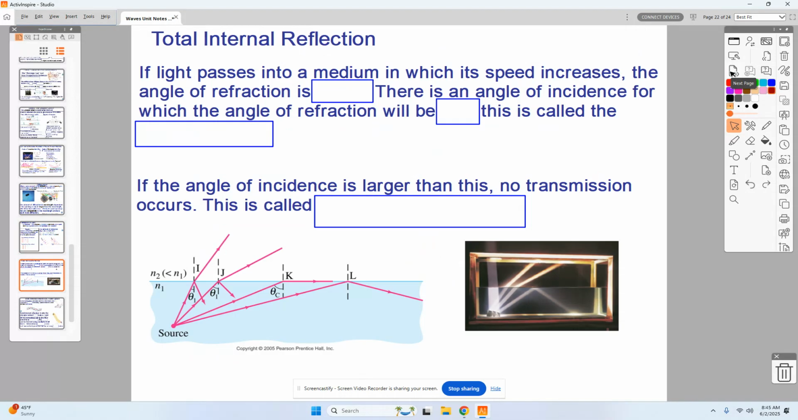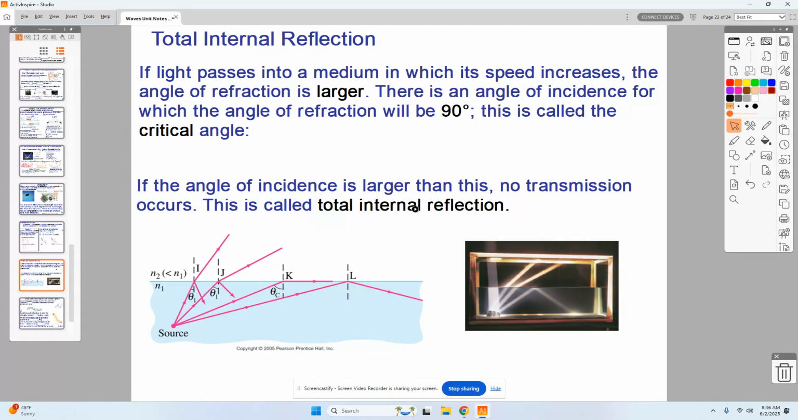Total internal reflection is what happens when light passes into a medium in which speed increases. The angle of refraction would be larger. It's going to bend a certain way. There's an angle of incidence for which the angle of refraction will be 90 degrees. What that means is that the light would then bend right along the interface. That angle is what we call the critical angle. The critical angle is important to keep that light or that wave propagating within that medium. Anything bigger than that, and what we get is total internal reflection. So the light would just maintain or keep inside of that medium.